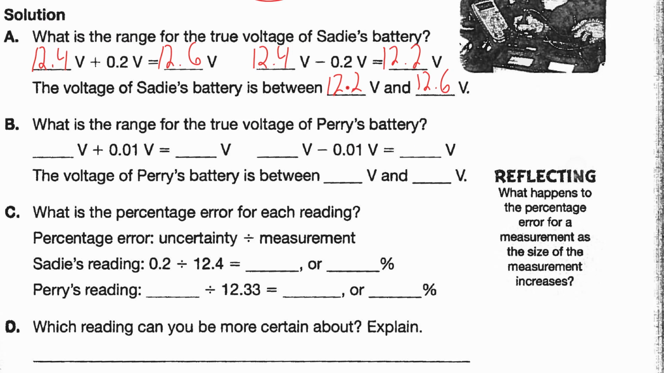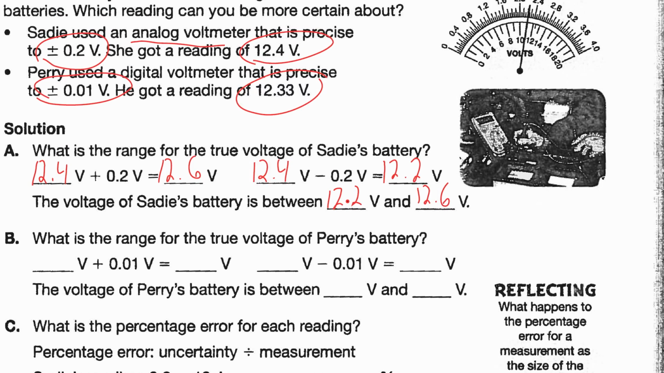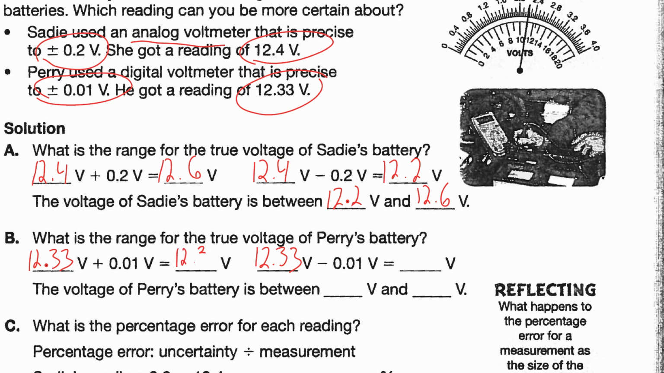for Sadie's. The range for Perry's was 12.33 plus or minus 0.01, which is 12.34 and 12.32. So the range is 12.32 to 12.34. Good.